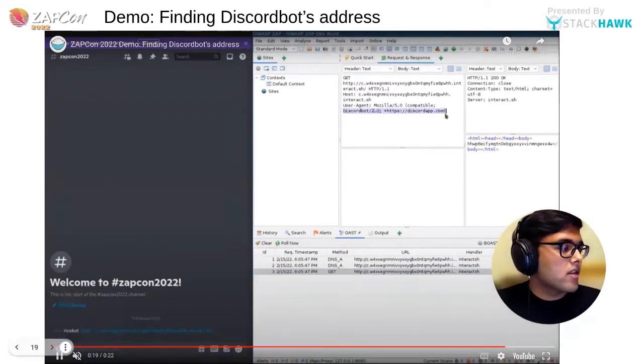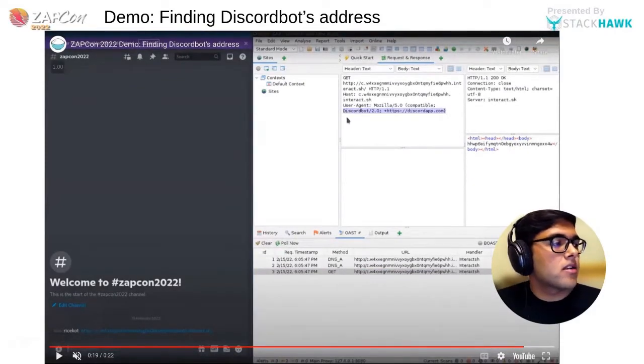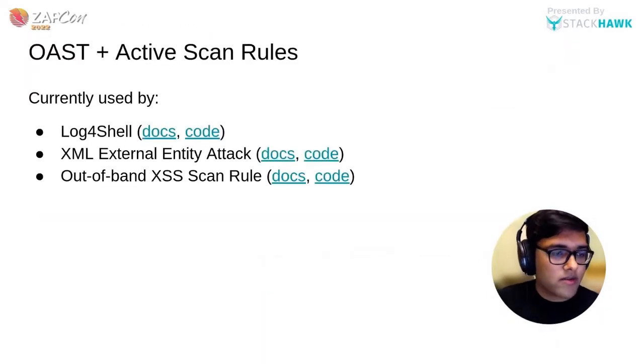If you look at the header of the GET request, we can see that the user agent contains Discordbot 2.0. You can try this with Slack as well. I think it should work there too, or with any other application that shows you link previews. Let's look at active scan rules now.